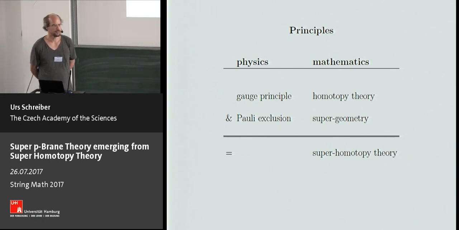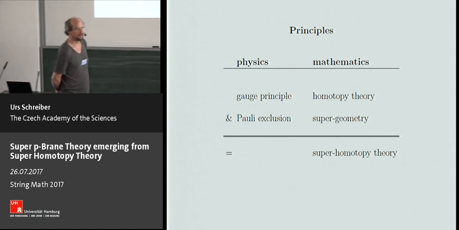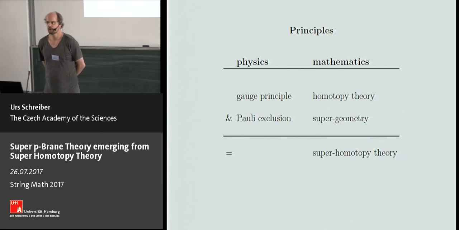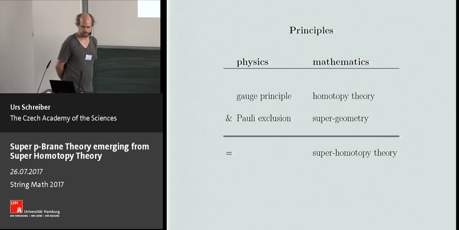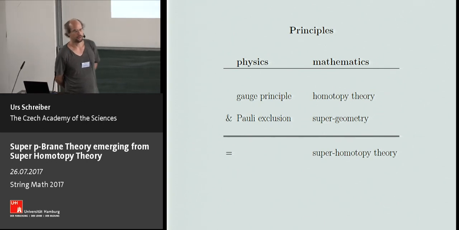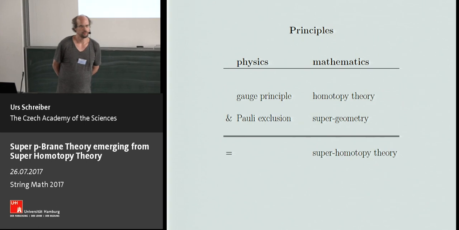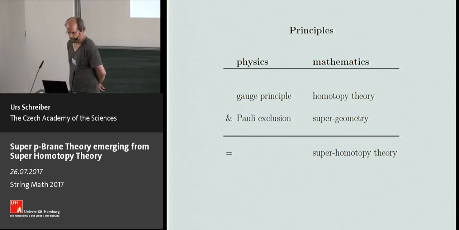Similarly, Pauli exclusion has a beautiful, well-established mathematical incarnation. This is the principle of supergeometry. Pauli exclusion says that no two fermions may ever be in the same state, and mathematically this is the statement that a fermionic field is an odd-graded function on a supermanifold, on a superspace.